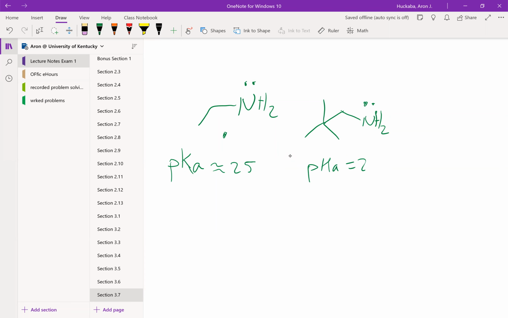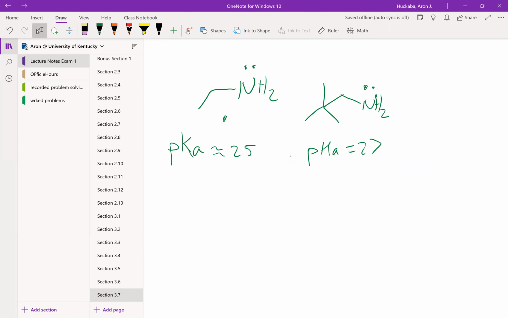And the reason why is because whenever you go to solvate these molecules and create the charged state, the charged conjugate base, so we're talking about this reaction, you have some base, you take a proton to make this, more solvent molecules can be around to stabilize that conjugate base.